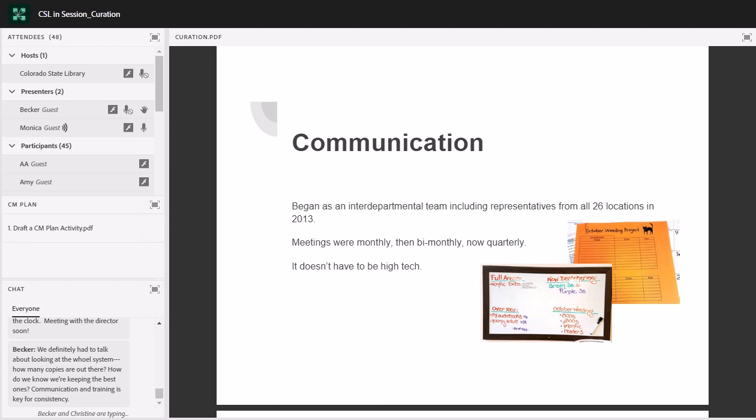And then last of all, it doesn't have to be high tech. So the pictures that are here are the ways that we weed at my branch. We have a whiteboard for writing down when things are full. And then we keep a log of what we've weeded for our monthly assignments, just a paper log that we keep in a folder.